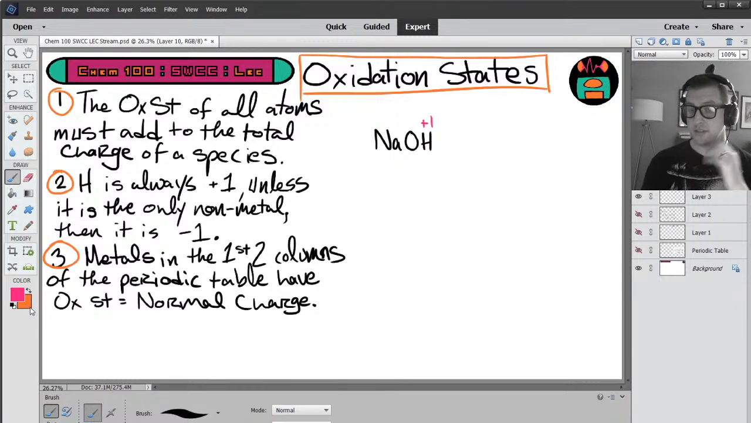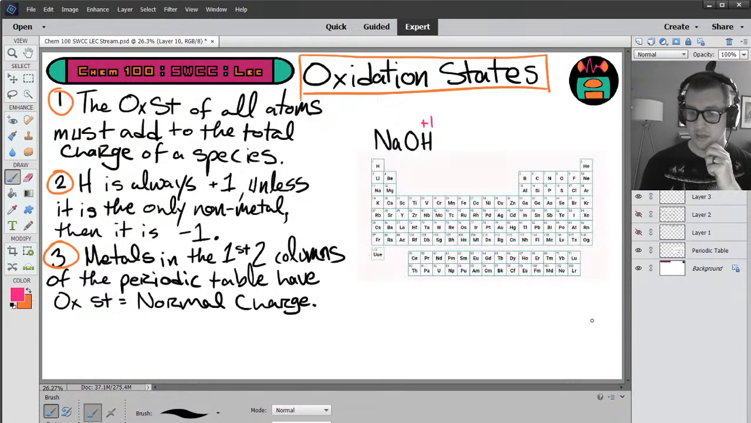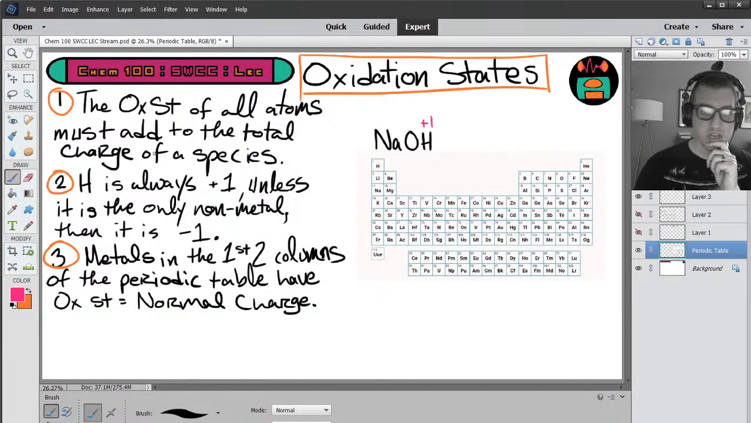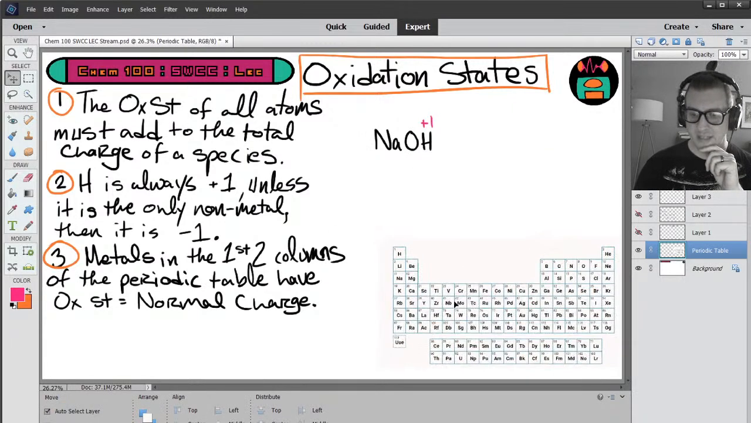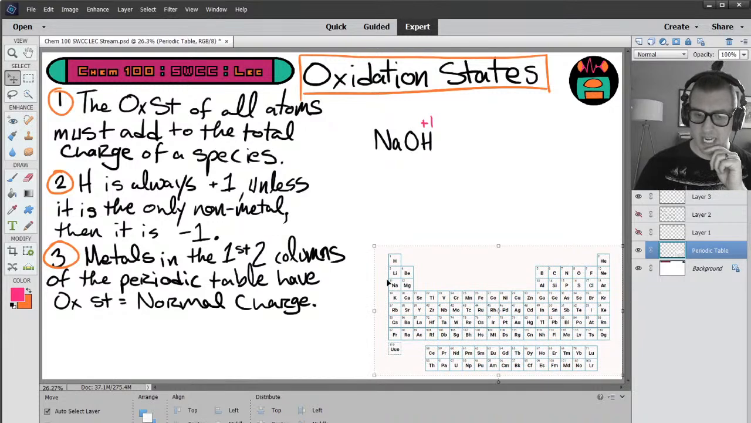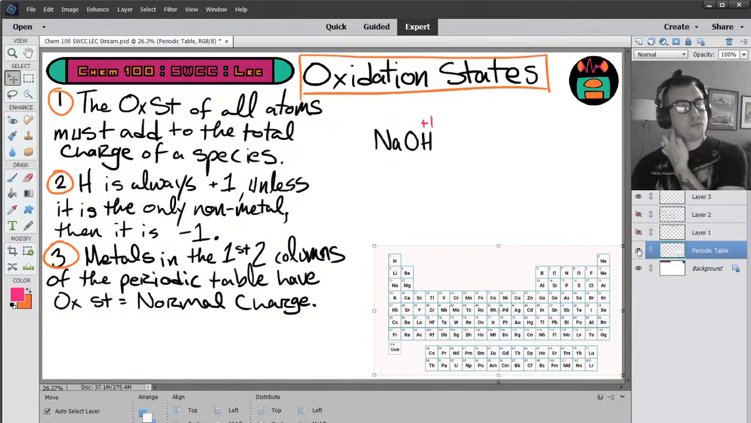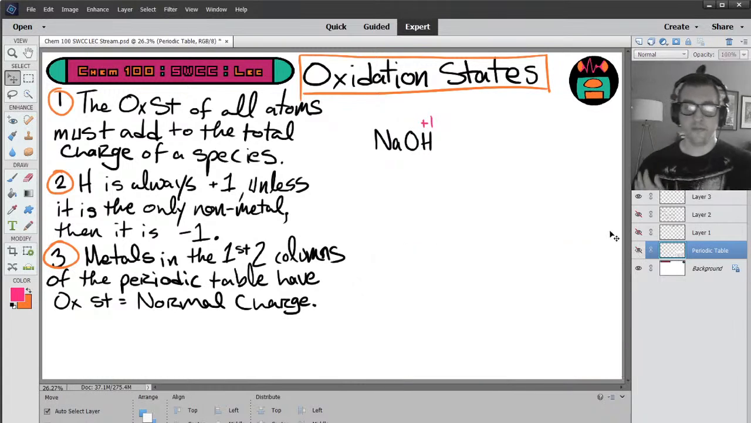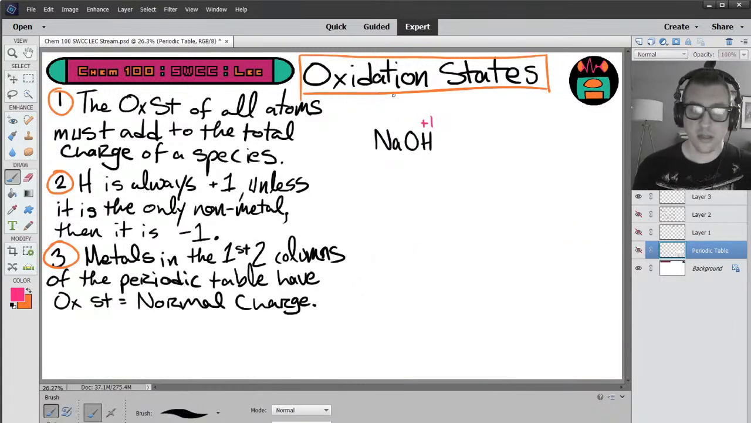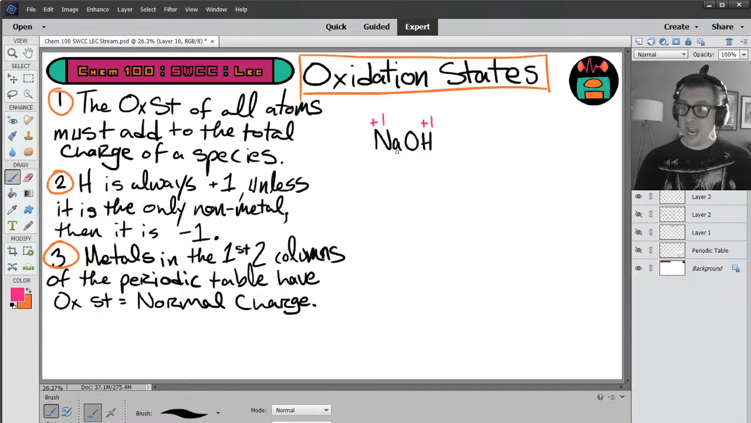Rule number 3, sodium is in the first column of the periodic table. If you take a look right here, first column of the periodic table, which means that it will take its regular ionic charge. Sodium normally has an ionic charge of +1. So now we can assign sodium's oxidation state +1. And once you get it down to one last element where you don't know the oxidation state, then you can apply the first rule.